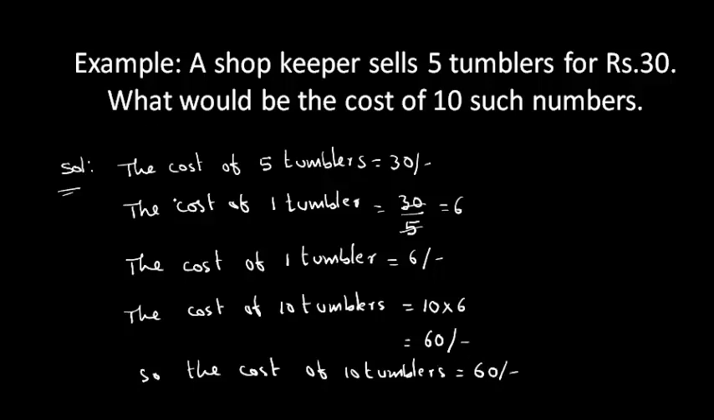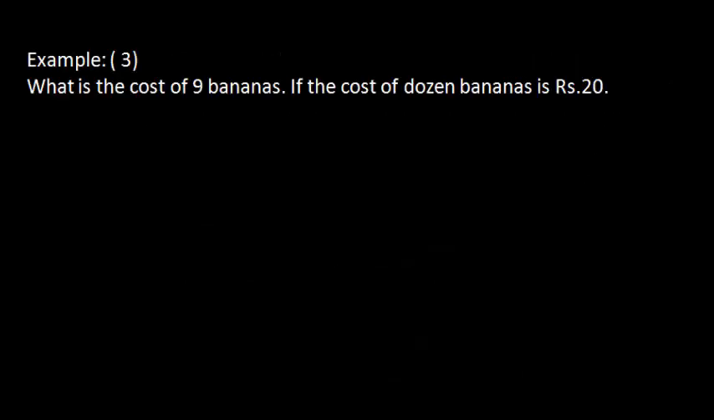Again, the cost of 5 tumblers is 30 rupees. Now we find out the 1 tumbler cost. So the cost of 1 tumbler equals 30 by 5, which is 6 rupees. Now we find out the cost of 10 tumblers. The cost of 10 tumblers equals 10 into 6, 10 sixes are 60 rupees. The cost of 10 tumblers is 60 rupees.